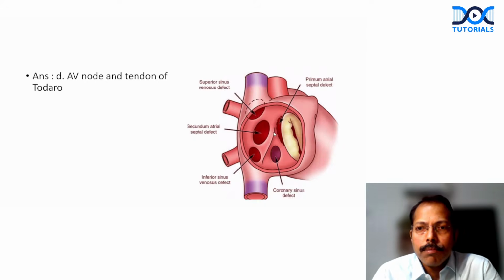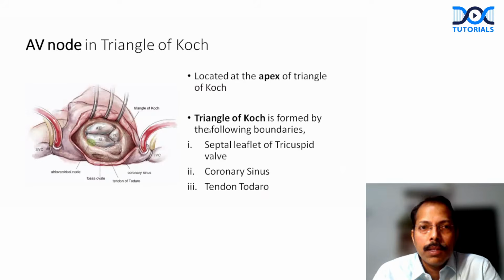This is the tricuspid valve septal leaflet, the coronary sinus, and they are asking about this boundary. This is the tendon of Todaro. This is the atrial septal defect, this is ostium secundum ASD. Clear? So the AV node in the triangle of Koch, as you know, is located at the apex of the triangle. The boundaries are the septal leaflet of the tricuspid valve, the coronary sinus, and the tendon of Todaro. So this is the septal leaflet, the coronary sinus again here, and this is the tendon of Todaro. You can nicely appreciate the AV node here.